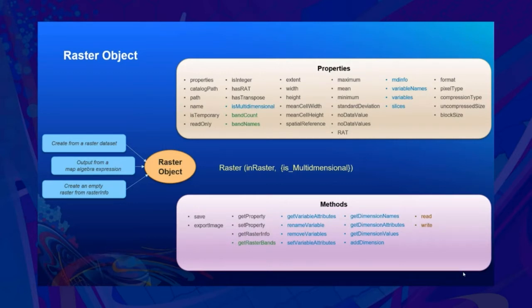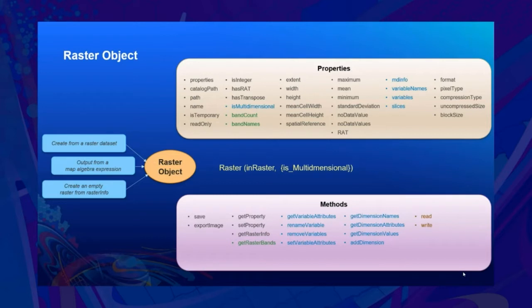So it tells you about your raster, and then where is it, what it is, what's the name, and then there is more information to tell you whether it's multidimensional, how many bands it has, or whether it's integer or not. Then you know more about your raster, like extent, width, height, cell size, and so forth. Then you talk about the values, like the maximum value, minimum value, standard deviation, things like that.